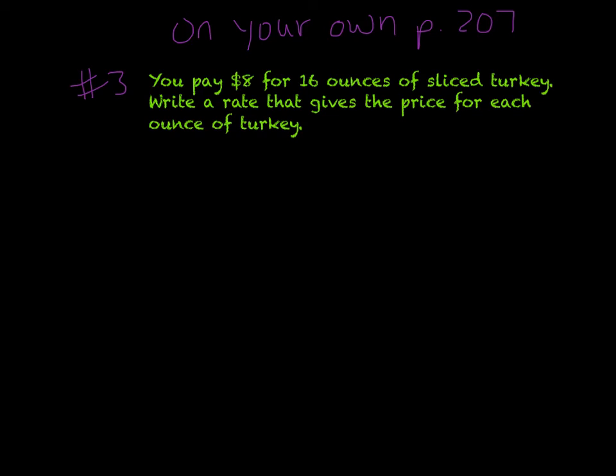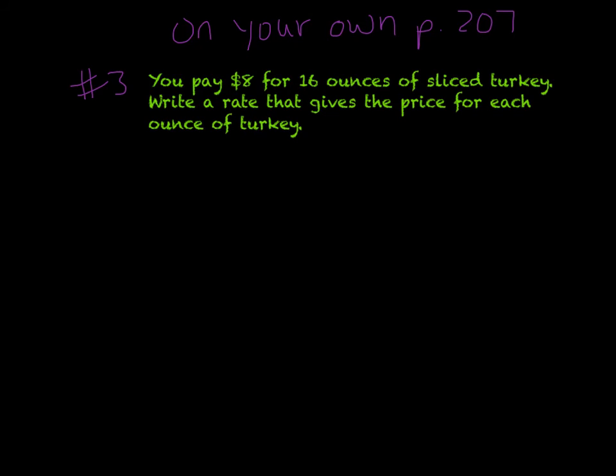Okay, so number 3 says you pay $8 for 16 ounces of sliced turkey. Write a rate that gives the price for each ounce of turkey. So we need to look at this and realize that if we have 16 ounces, we're paying $8. We want to know the price for each ounce. So you're doing the same thing. You're finding a unit rate.